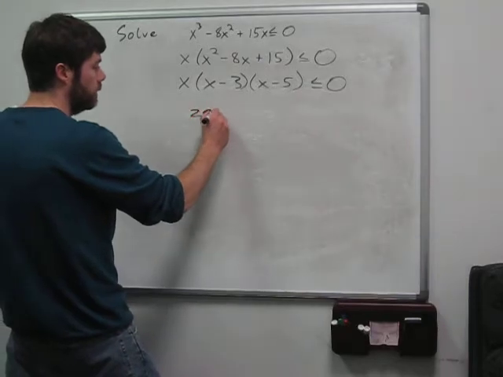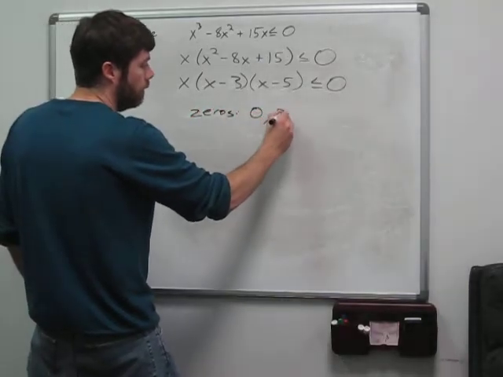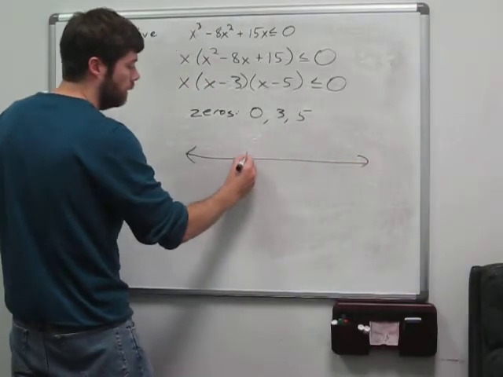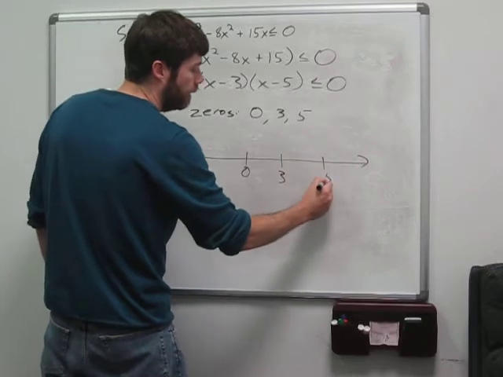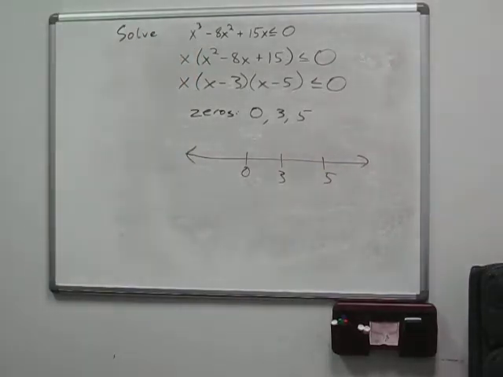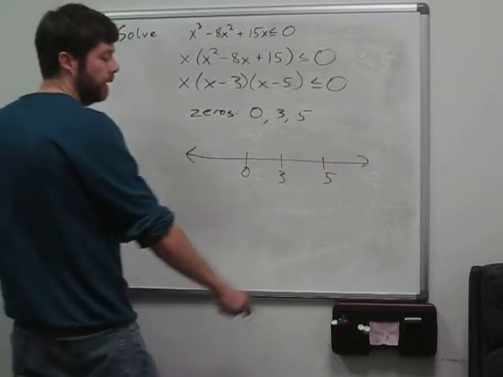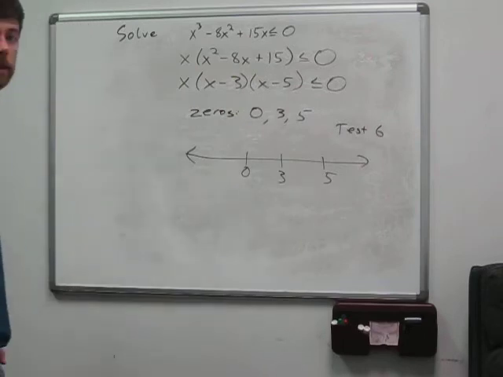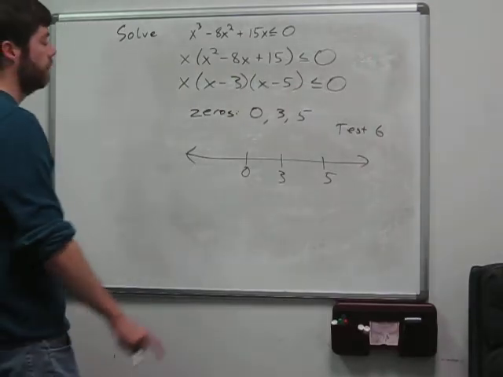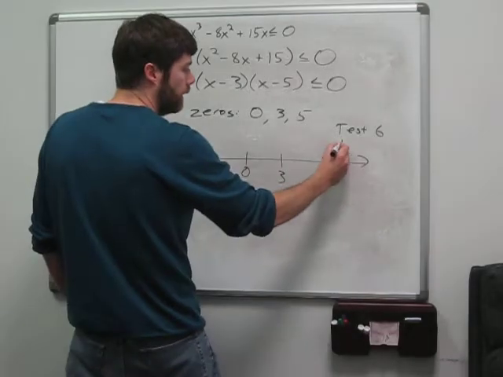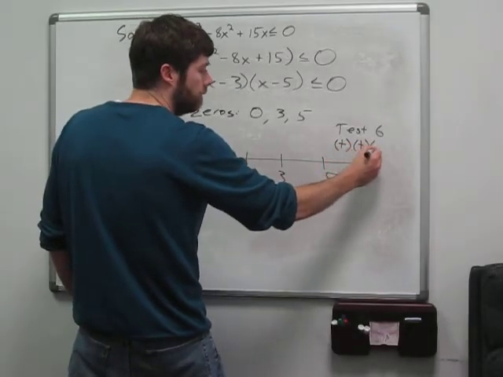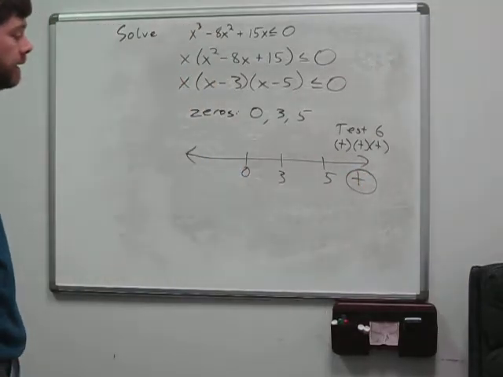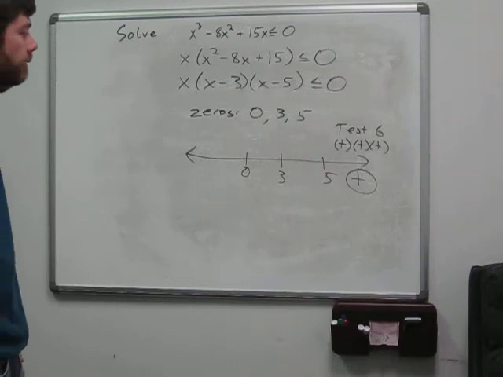Here we have zeros 0, 3, and 5, and so we put those numbers on our number line and test each of the subintervals. In the right interval, I can test the value of our polynomial at 6. Putting 6 into our polynomial, we get a positive times a positive times a positive. So our polynomial must be positive for x greater than 5.